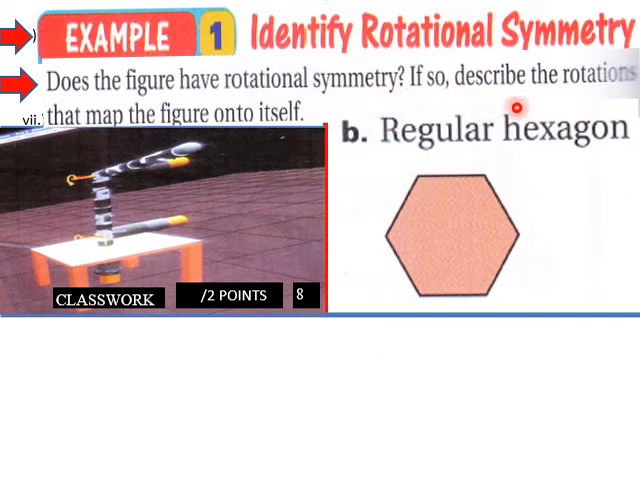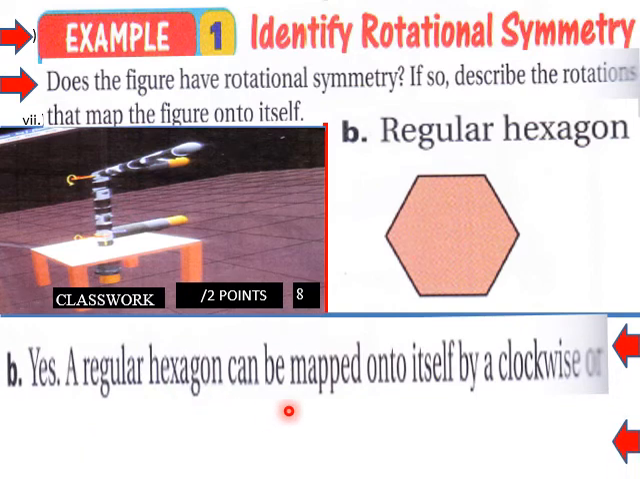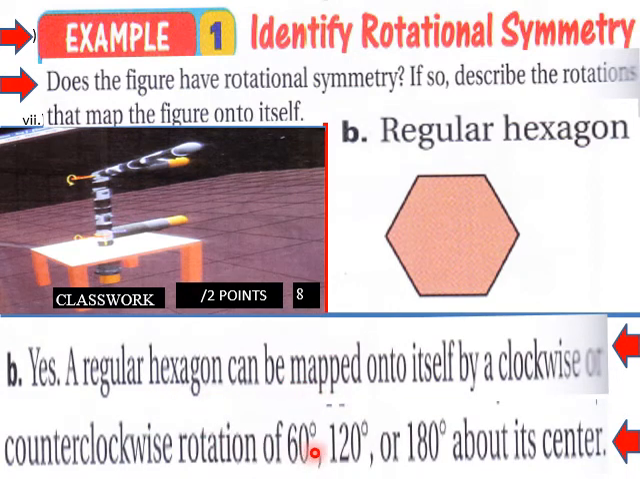Identify rotational symmetry again, part B. Does the figure have rotational symmetry? If so, describe rotations that map the figure onto itself. We have a regular hexagon here. How could you rotate that thing? It can be rotated 60, 120, or 180 about its center. So you can go 60, 120, and then 180. This will be a 180 for this corner here.